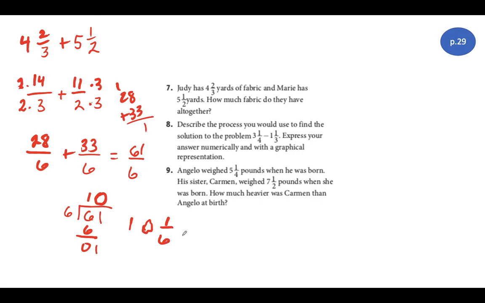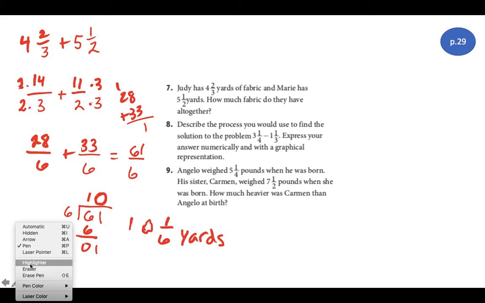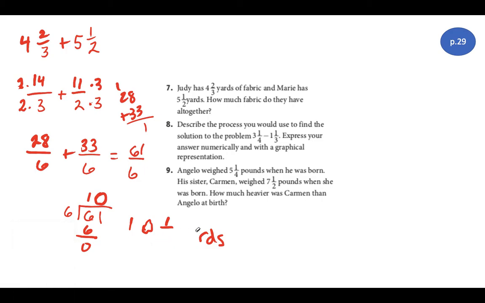So that would be 10 whole yards of fabric and 1/6 of a yard. So that is the answer to problem number 7. 2 ways to get there.